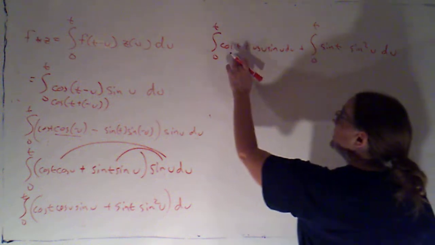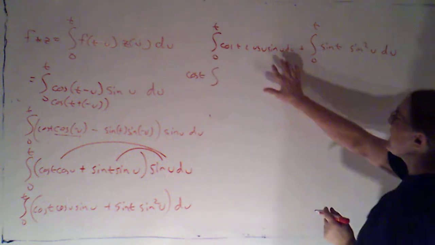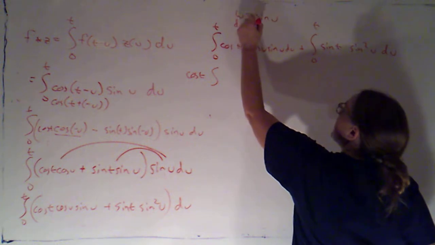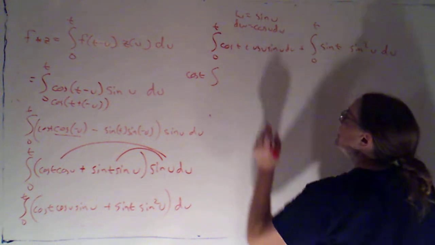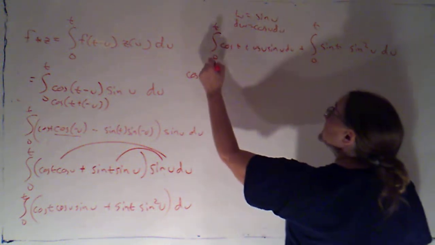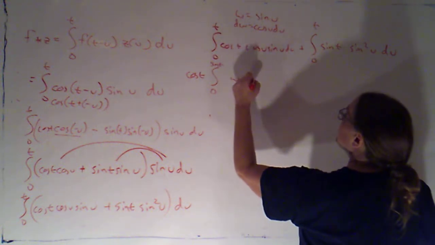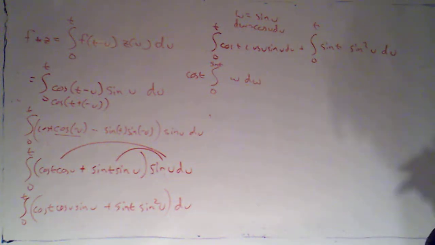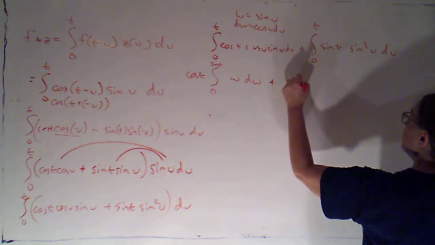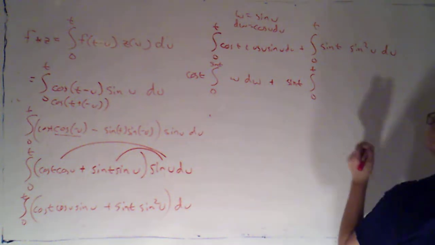So here I'm going to factor out the cosine of t because that's constant with respect to u. And then I'm just going to do a quick w sub. Let w equal sine u. So dw is cosine u du. So this is going to become the integral from sine of 0, which is 0, to sine of t of just w dw. Plus, now here I can factor out the sine t, integral 0 to t, sine squared u du.